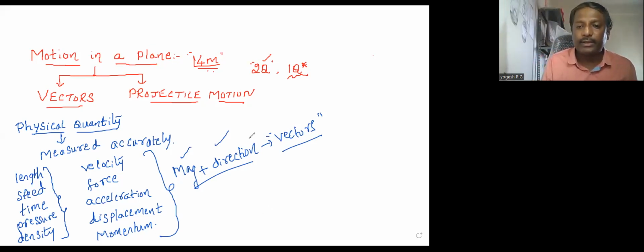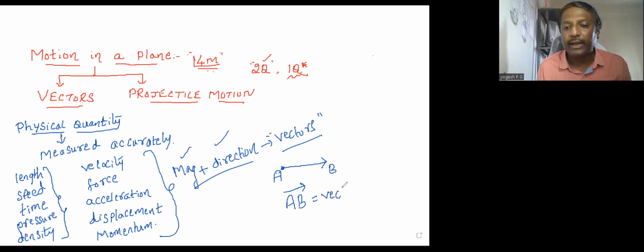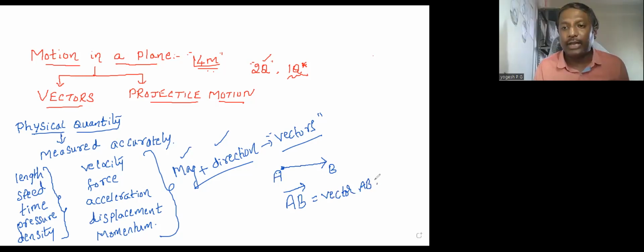How is this vector represented? A vector is represented by a straight line with an arrow mark. So this is how we represent the vector. This A is called the initial point. B is called the final point. So this AB vector is written like AB, and over that AB we put one arrow mark like this. This is read as AB vector, or you have to write this as vector AB.